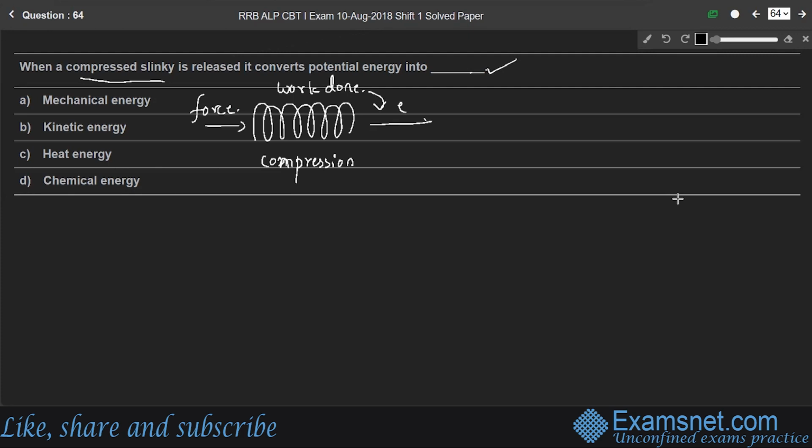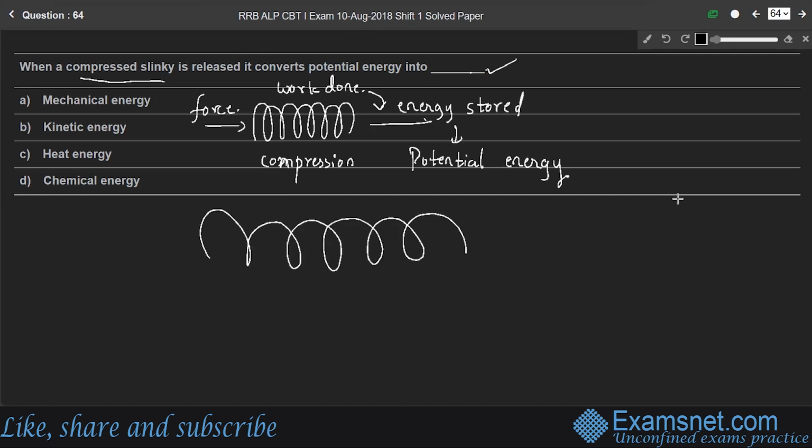There is energy stored in the slinky. This stored energy is potential energy. When the slinky is released, it becomes like this. That means it moves. Because of its movement, it gains kinetic energy. So when the slinky is released, the application of the force is stopped.